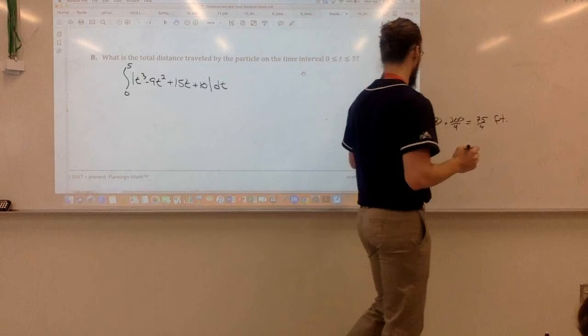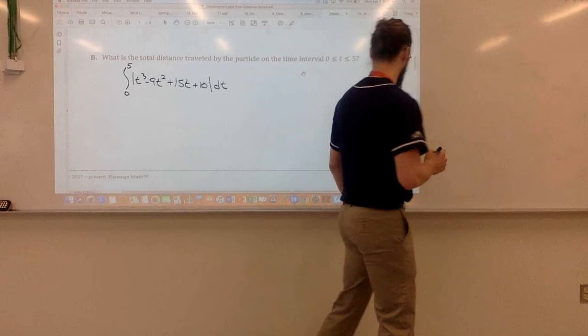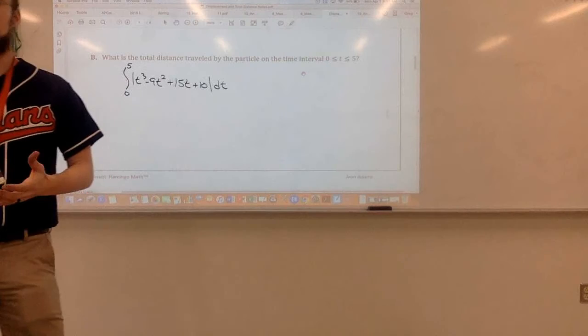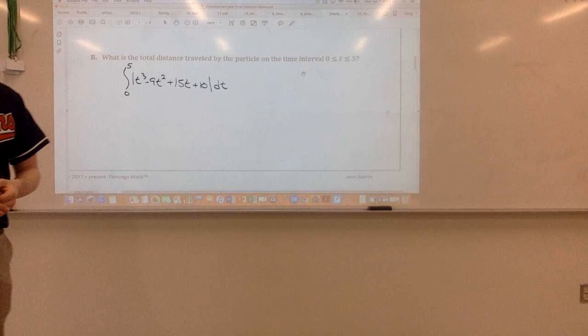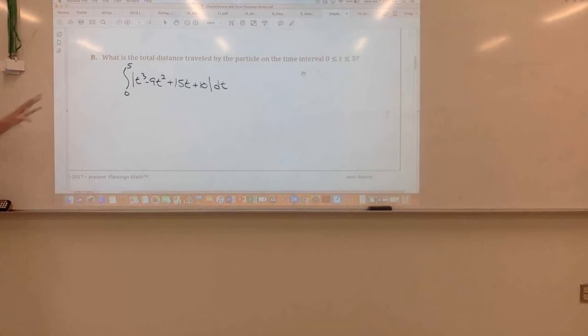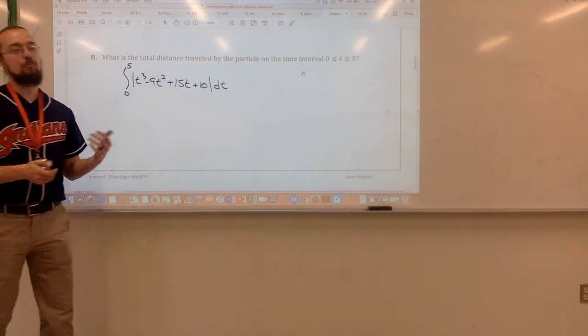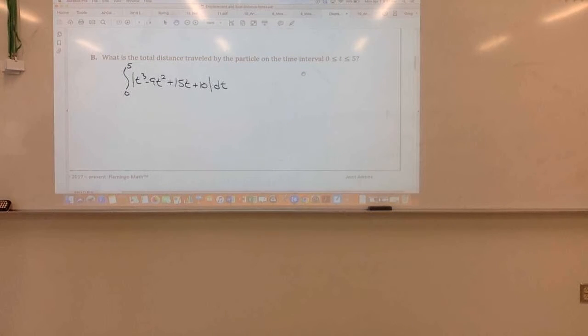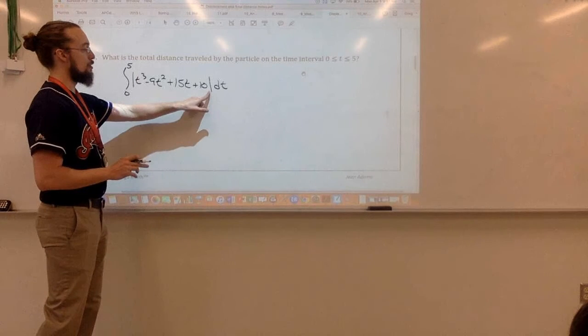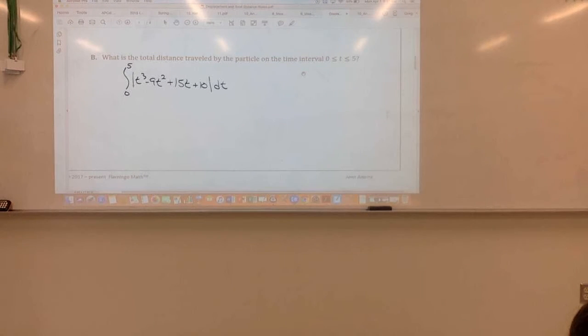In part A, the particle moved left and right at different points. Here, we just want to figure out total distance, not where it actually is. So most of the time, if you're asked to find the total distance, that will be a calculator question, because taking the absolute value of a function and figuring out where to split that integral up gets pretty messy. So we're not going to worry about doing those by hand.